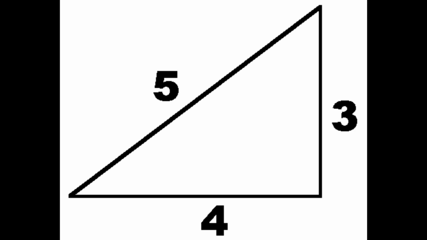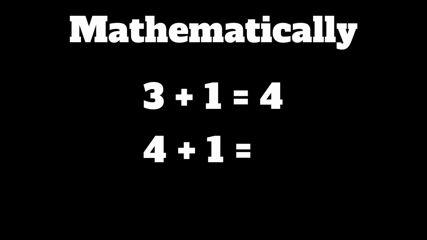This implies that if you start with the shortest side, which is 3, and add the same number, 1, each time, you get the lengths of the other two sides, 4 and 5. Mathematically, this can be represented as 3 plus 1 equals 4 and 4 plus 1 equals 5.